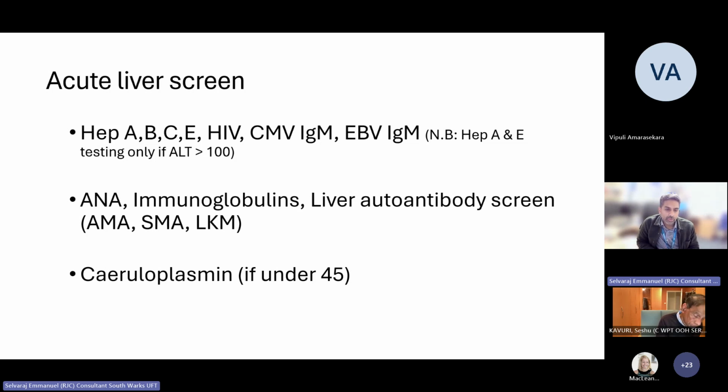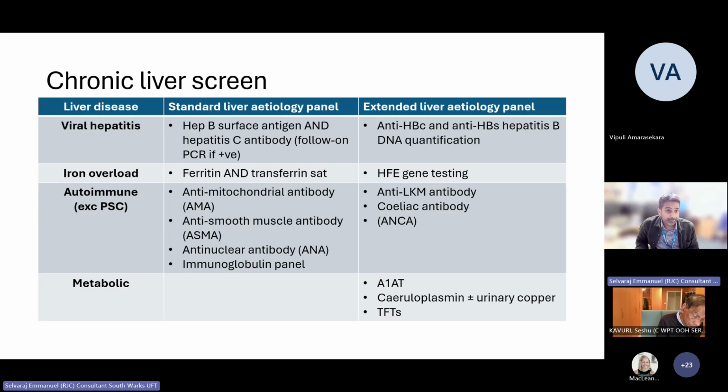ANA, immunoglobulins, liver autoantibody screen. I've got a slide on liver antibodies coming up, which I think will be important. This is mainly to exclude autoimmune hepatitis in your acute liver screen. And if the patient is young, consider Wilson's. Again, very rare. I've only seen two Wilson's in my training. We do that religiously, but the yield is quite low.